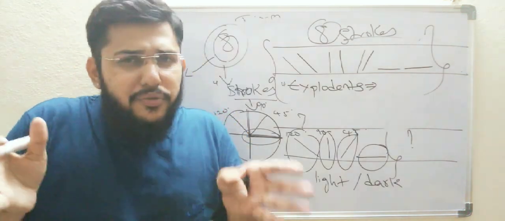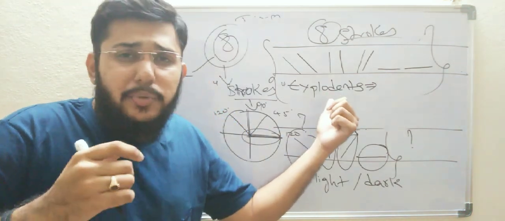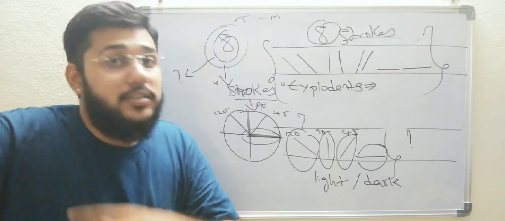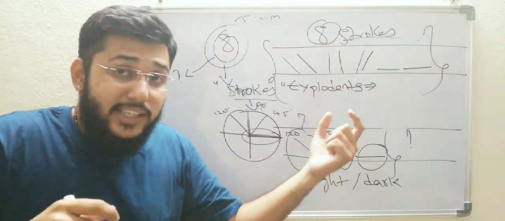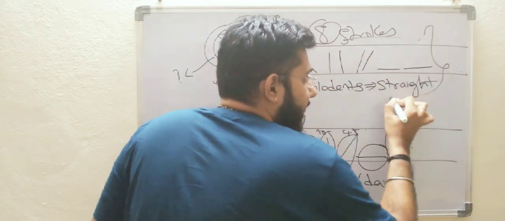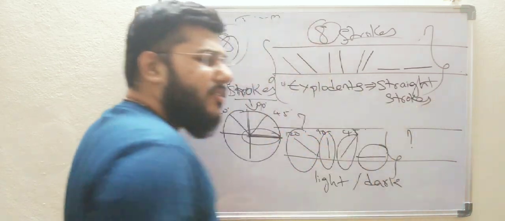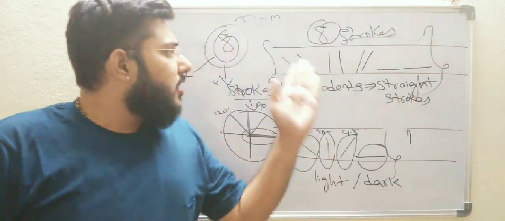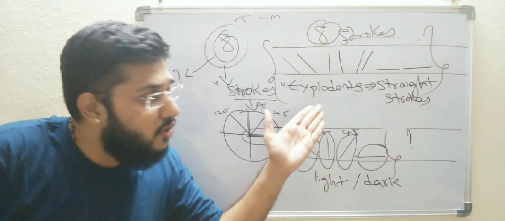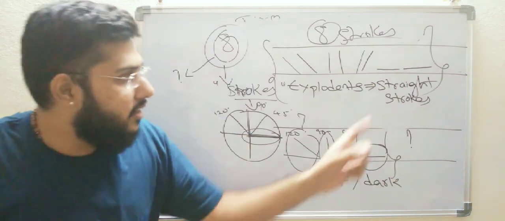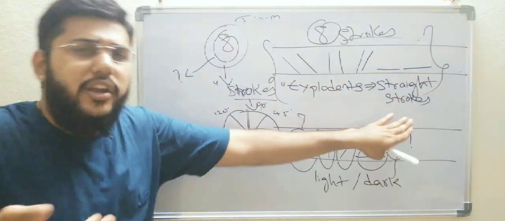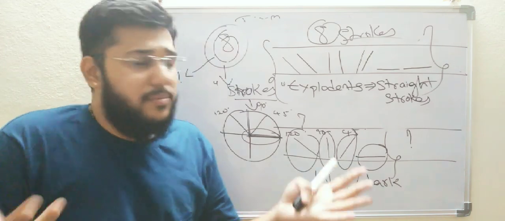But is it possible every time to say, sir, what are the explodents? It is not possible for us to call it explodents every time. For that reason, we also call these explodents straight strokes. Why do we call it straight strokes? Because when we look at 120, 90, 45 and horizontal, all the strokes look straight. So for that reason, we kept it as straight strokes. You can remember it as explodents, or you can remember it as straight strokes. You can remember it as anything, it's up to you.